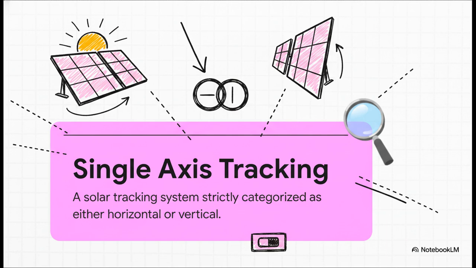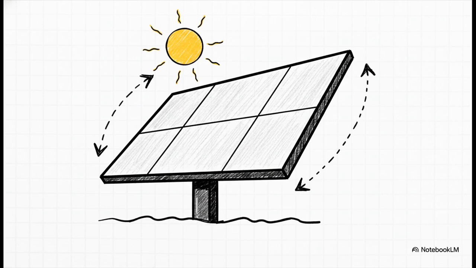Our text gives a really straightforward definition of single-axis tracking. It's simply a system of solar panels that follows the sun on one primary axis. And what's super interesting is that it splits this into a strict absolute binary. You're either going horizontal or you're going vertical, right? There are no messy hybrid setups mentioned in this section at all, just a very clear choice based entirely on the environment.